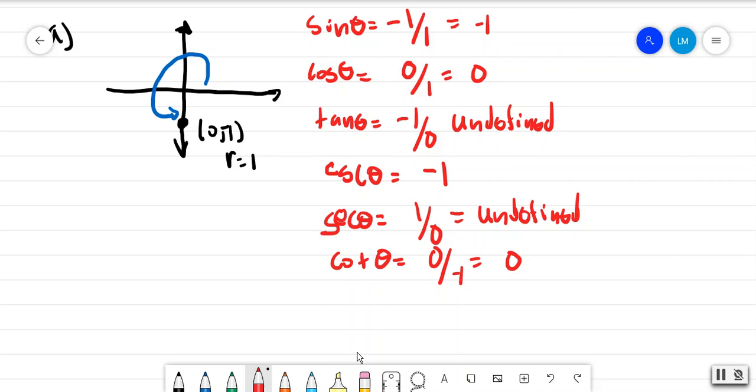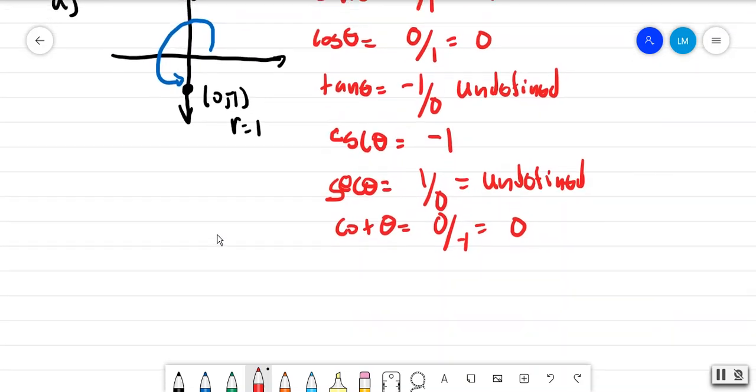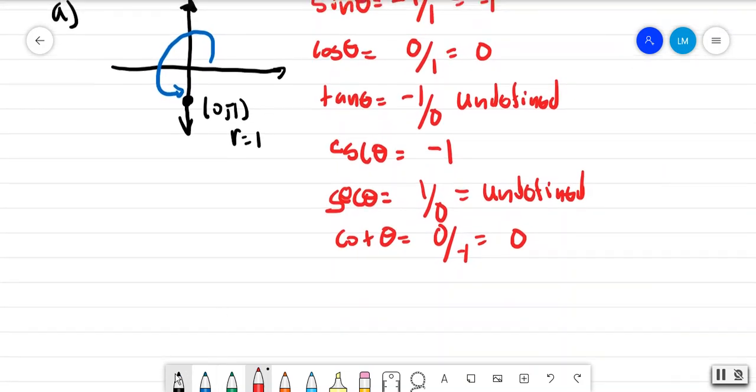Okay, so let's see what we have for part B. Well, part B is the one where you have ordered pair 4 comma 0. So let me just draw it right here.